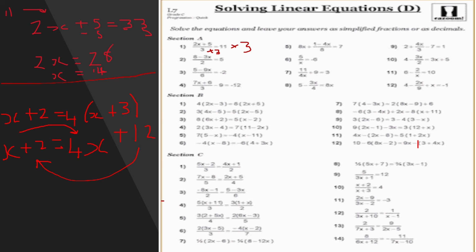So when it passes the equal sign, it's going to change signs. So 2 take away 12 is minus 10. 4x take away x is 3x. So minus 10 is equal to 3x. Dividing both sides by 3, we get that minus 10 thirds is equal to x. Okay, or minus 3 and a third, or minus 3.3 recurring. Okay, so that's it, guys.